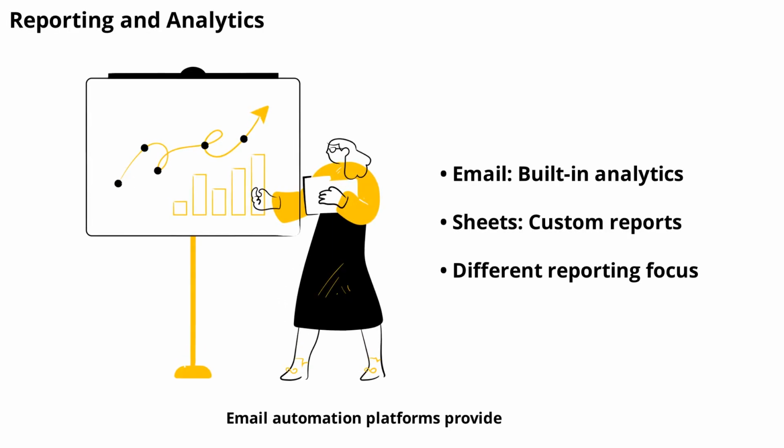Email automation platforms provide detailed analytics on campaign performance, such as open rates, click-through rates, and conversions. These insights help marketers refine their strategies. Google Sheets, while not offering built-in email analytics, is a powerful tool for custom reporting. You can import data from various sources and create your own dashboards and charts. For email-specific analytics, however, dedicated email software is far superior.